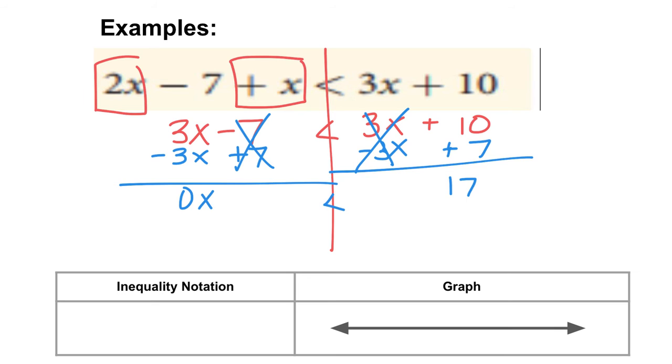Bring down my symbol. From this point, because I can't divide by 0, there's no reason to try to do that. We're going to look at this statement and see if this is true or false. So the statement says that 0 is less than 17. And 0 is less than 17. This is true. So because we have a true statement here, 0 is less than 17, we say our answer is all real numbers.